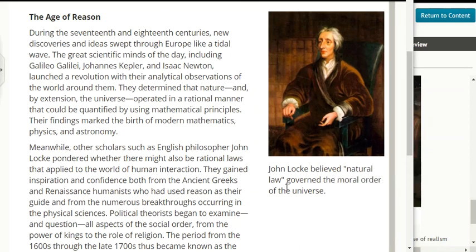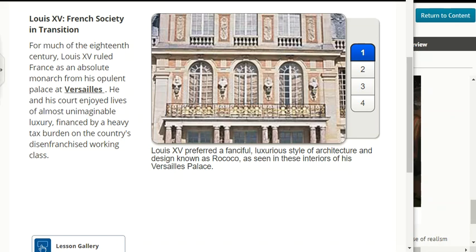John Locke believed natural law governed the moral order of the universe. Louis XV, French society and transition.